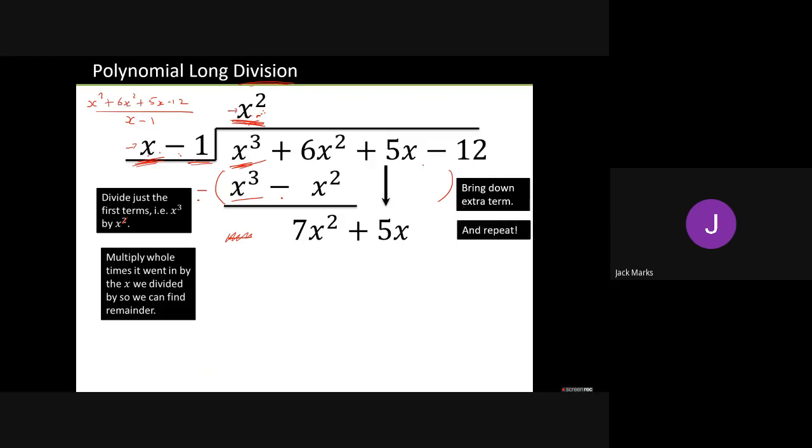And for the other bits, really there should be a minus 12 there as well. And for the other bits, you just copy them down. Nothing happened with the 5x and nothing happened with the 12. So you just move them down, copy any signs.